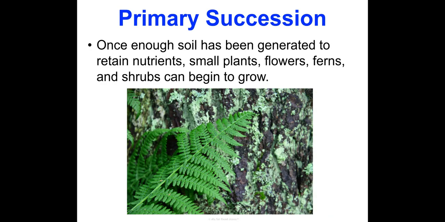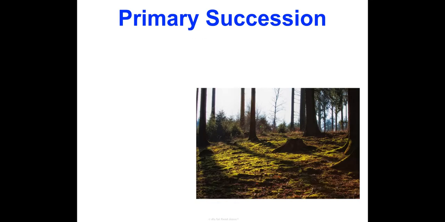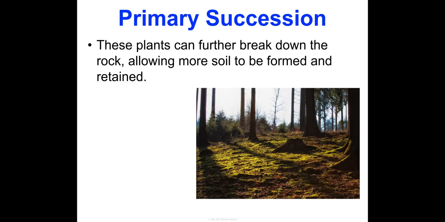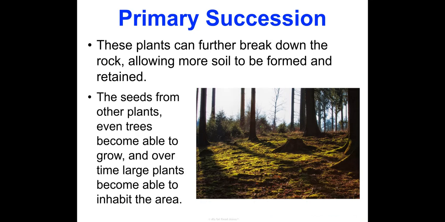Once enough soil has been generated to retain nutrients, then we'll have small plants, flowers, ferns, and shrubs. So it'll start looking more green. The plants are going to further break down the rock. We're going to get more soil, and the process will start to happen faster. The seeds from other plants, even trees, become able to grow, and over time we're going to have large plants.